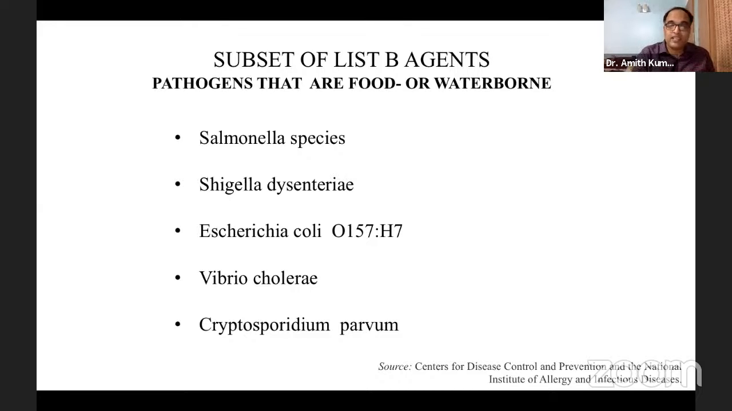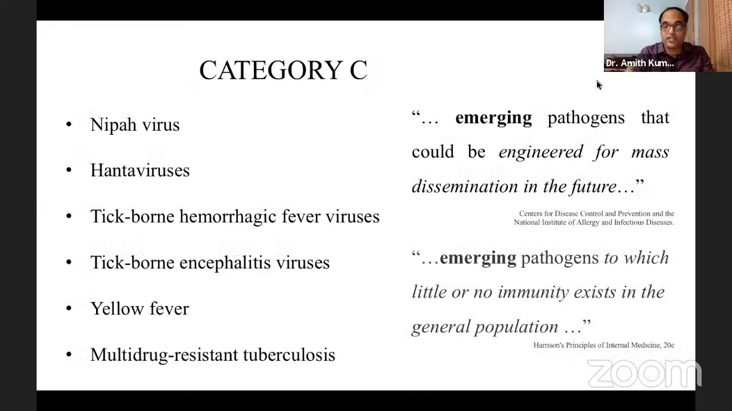Now, category C, these are the emergent pathogens that could be engineered for mass dissemination in the future, or the emerging pathogens to which little or no immunity exists in the general population. This includes the Nipah virus, the hantavirus, tick-borne hemorrhagic fever viruses, yellow fever, and multi-drug resistant tuberculosis. Now, what are the biological delivery methods?